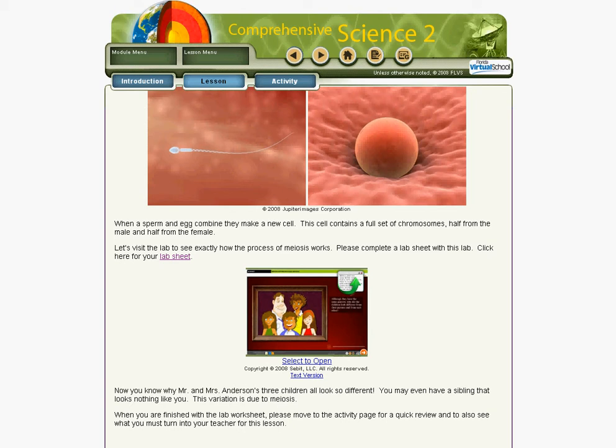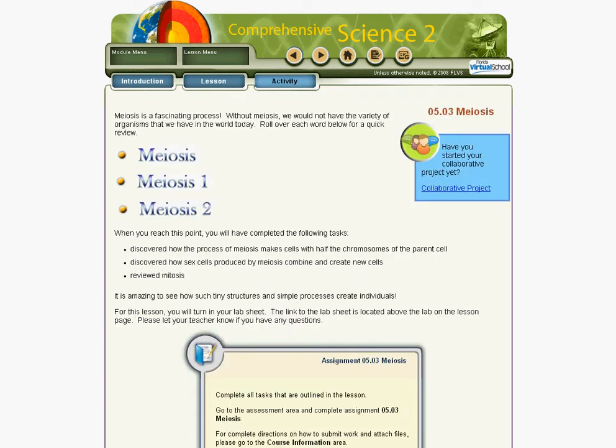Now you know why Mr. and Mrs. Anderson's 3 children look so different. You may even have a sibling that looks nothing like you. This variation is due to meiosis. When you are finished with the lab worksheet, please move to the activity page for a quick review and to also see what you must turn into your teacher for this lesson.